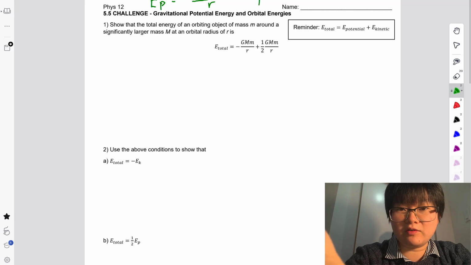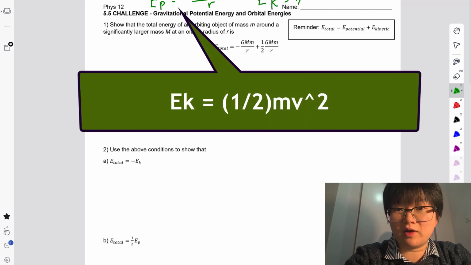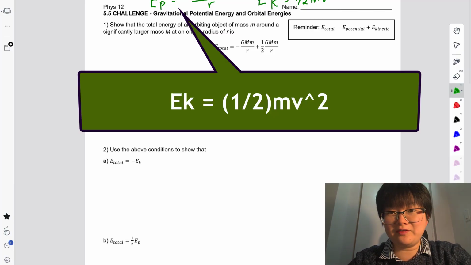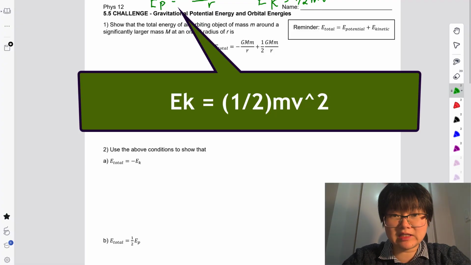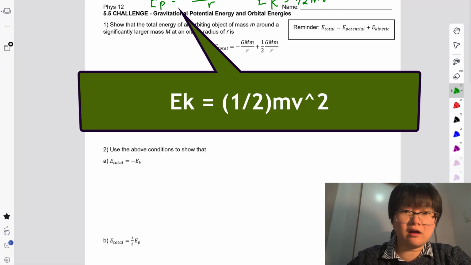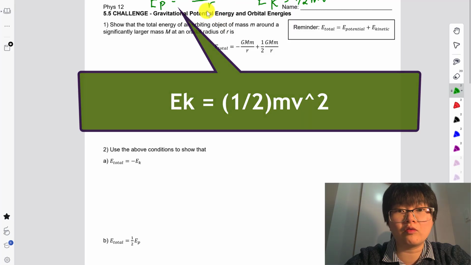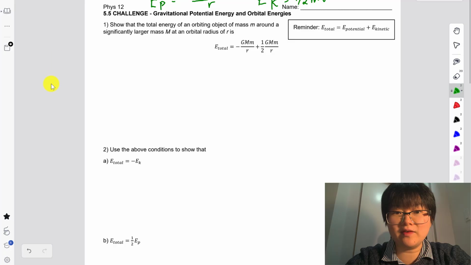I also expect that you know that the kinetic energy is given by 1/2 mv squared, where m is the mass of your satellite and v is the speed of your object. Now, in the context of an orbiting satellite, your v would be your orbital speed and r would be your orbital radius. Okay, so now given this, in this first problem, it's asking you to find the total energy of anything that is in orbit.